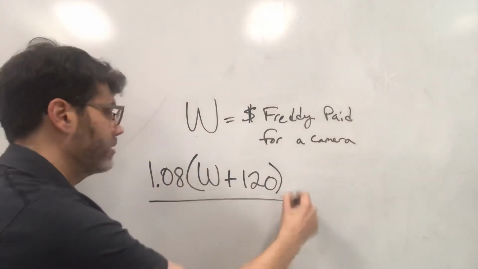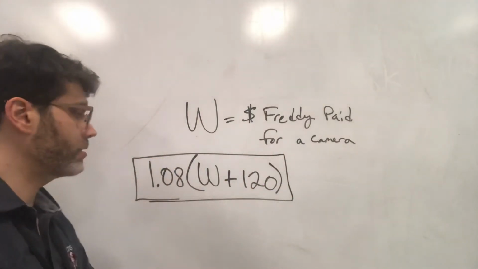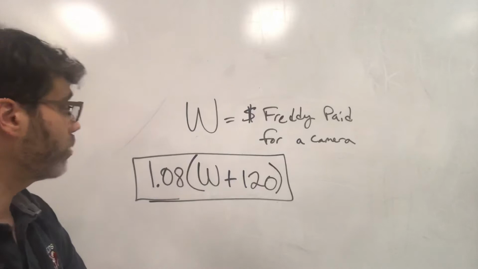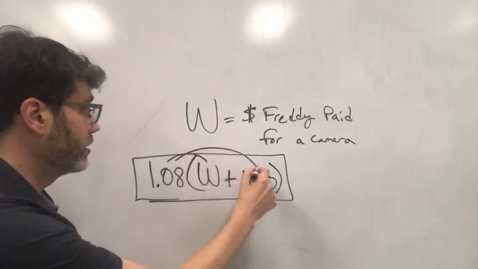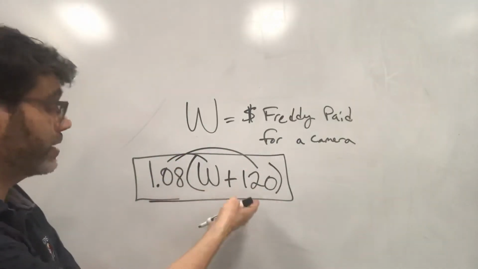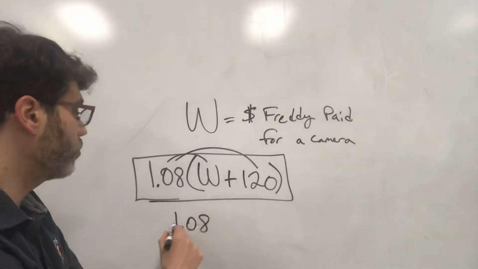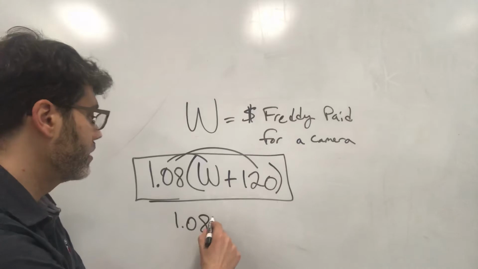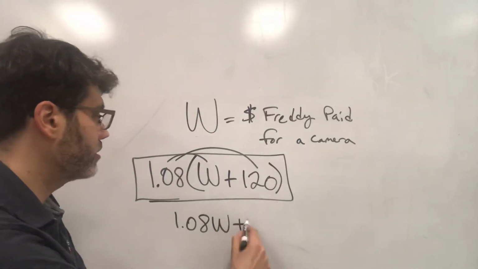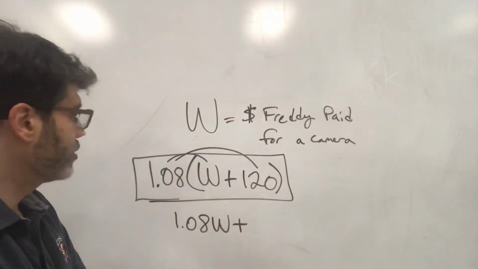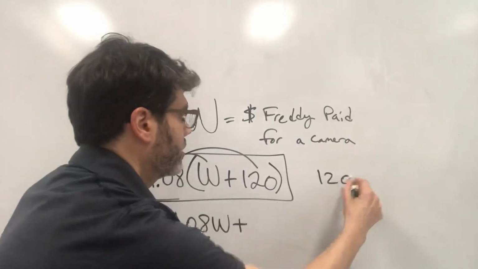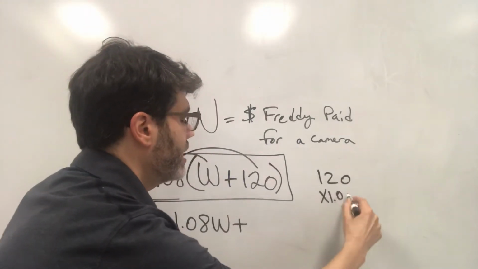So this is correct of what you need to pay. Or if you want, you could distribute this over, and that's fine as well. So I would accept this, by the way, but if you want to distribute it out, it would be 1.08 W plus whatever 120 times 1.08 is.